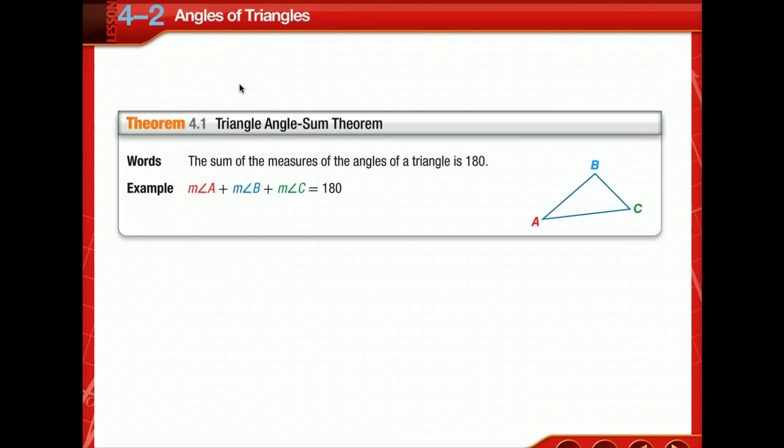Okay, moving on. The triangle angle sum theorem gives the relationship among the interior angle measures of any triangle. And we've been talking about this since middle school. If you add the measures of all three interior angles of a triangle, they equal 180. So the sum of the measures of the angles of a triangle is 180.